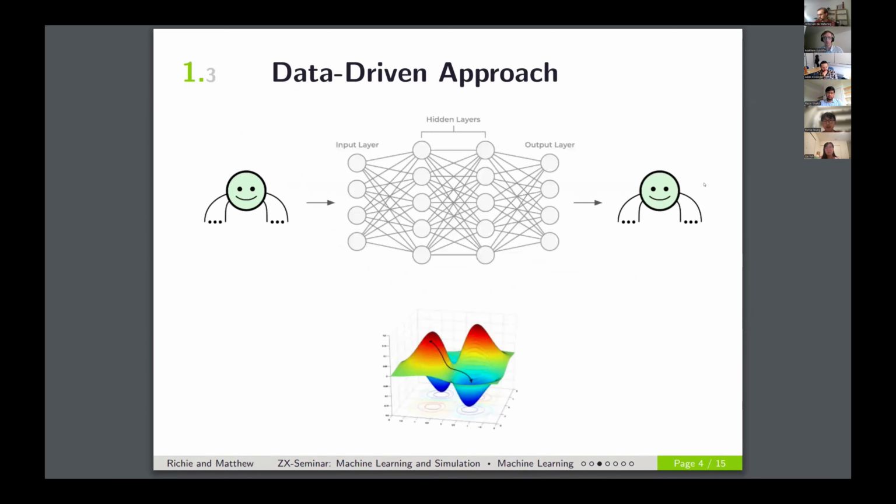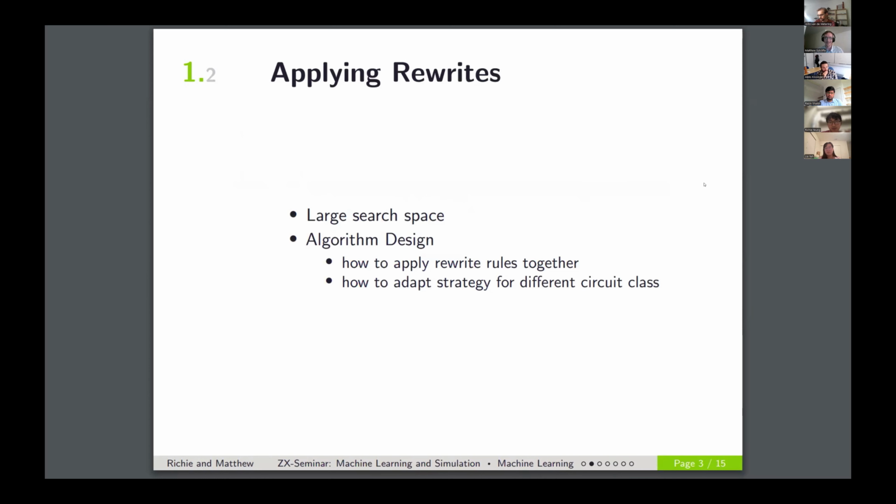There's also the question of how to apply these rewrite rules in ensemble for different families of diagrams and circuits. With traditional algorithm design, we would have to come up with different strategies to take advantage of each of these different circuit classes. We have to tweak the algorithm somehow to make the most of these different types of circuit classes.